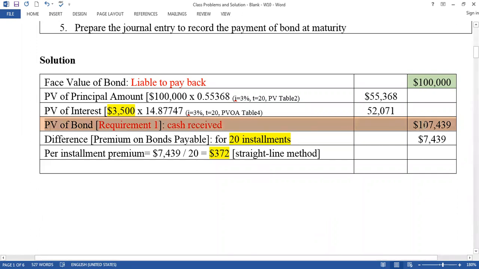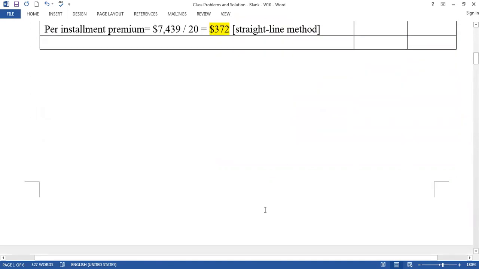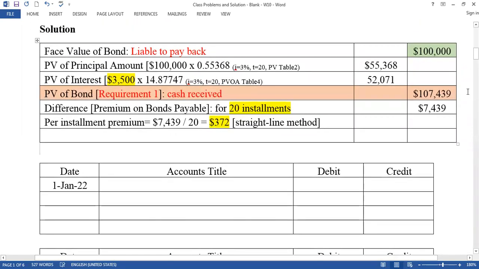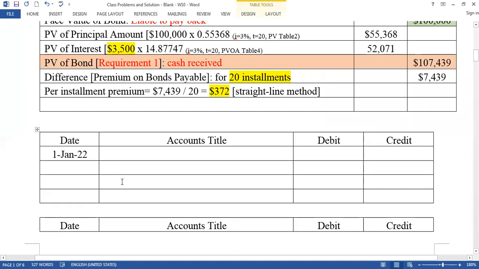Now we have to record the journal entry for this. So what is the journal entry? Here you can see that we receive cash of $107,000. We receive cash, debit. This is the money we receive today, and we are liable to pay this, our liability, $100,000. So we receive a higher amount, but our liability is lower. The difference is called premium on bonds payable. Premium is one kind of gain, and gain is credit. Premium on bonds payable, credit, and it is this amount.